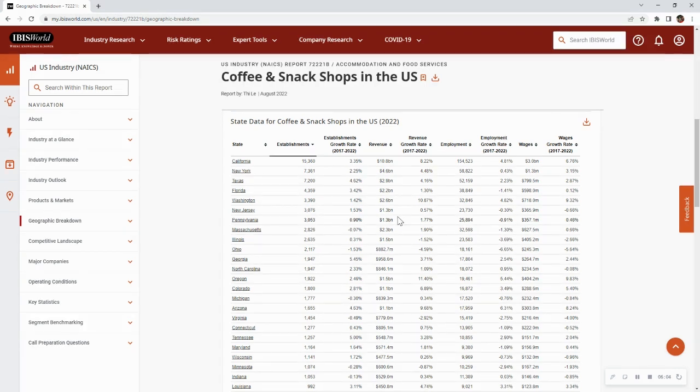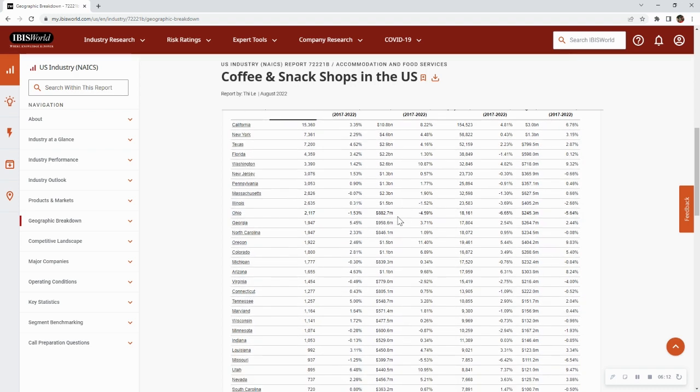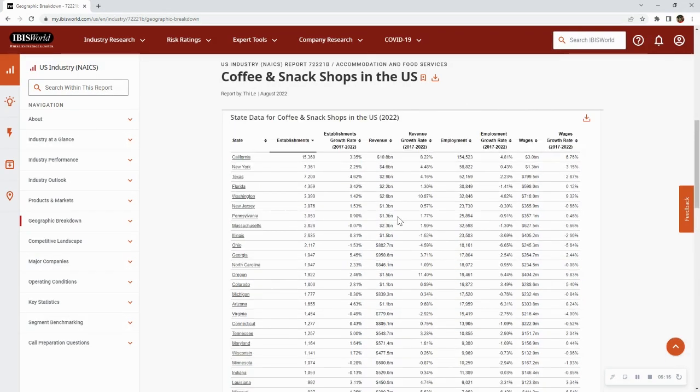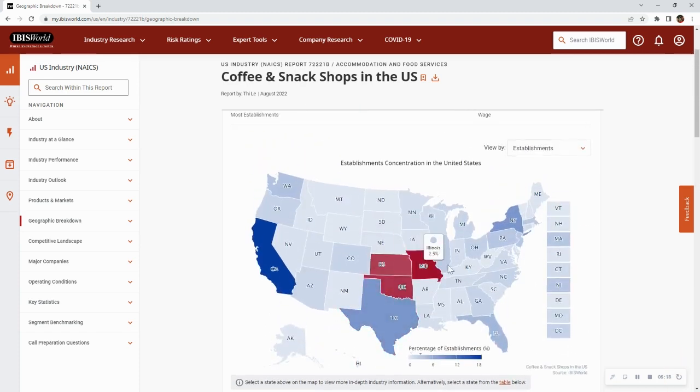And of course, we do have an additional collection, our state industry reports, that if are of interest, I encourage you to explore that. That lets you get very granular and look down to the county level of data. So that is another additional offering that we have. But always take a look at this geographic breakdown and you'll get a little bit better of a state picture here. And you could look at establishments, revenue, employment, and wages.